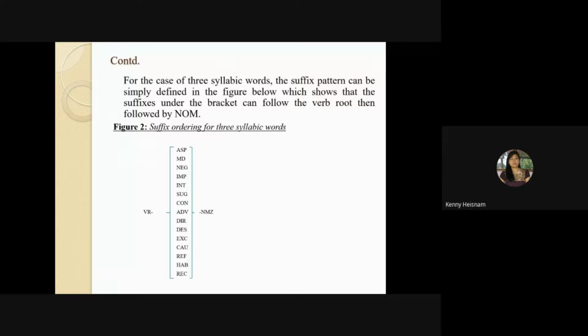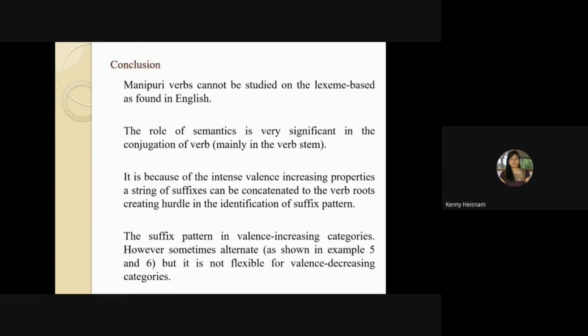Since Manipuri is a very agglutinating language, the determination of suffix ordering, I feel, also faces some kind of problem. But for the case of three-syllabic words, I made these figures. After the verbal root, the aspect, mood, negative, imperative, intensive, suggestive, consensive, adverbial, and directional suffixes can follow the verb root and then be followed by the nominalizers. So the structure is somewhat like this.